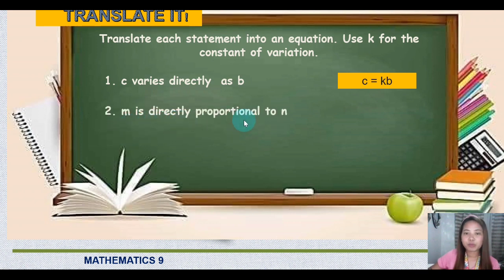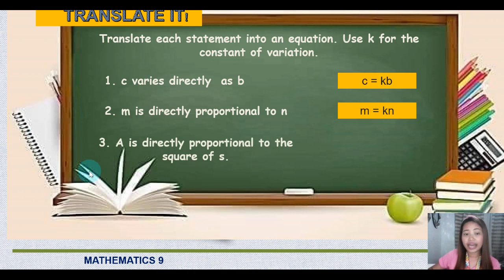Next, number 2. M is directly proportional to n. Therefore, if we are going to translate it, it will become m is equal to kn. Number 3, we have a is directly proportional to the square of s. Therefore, the answer will become a is equal to ks squared.